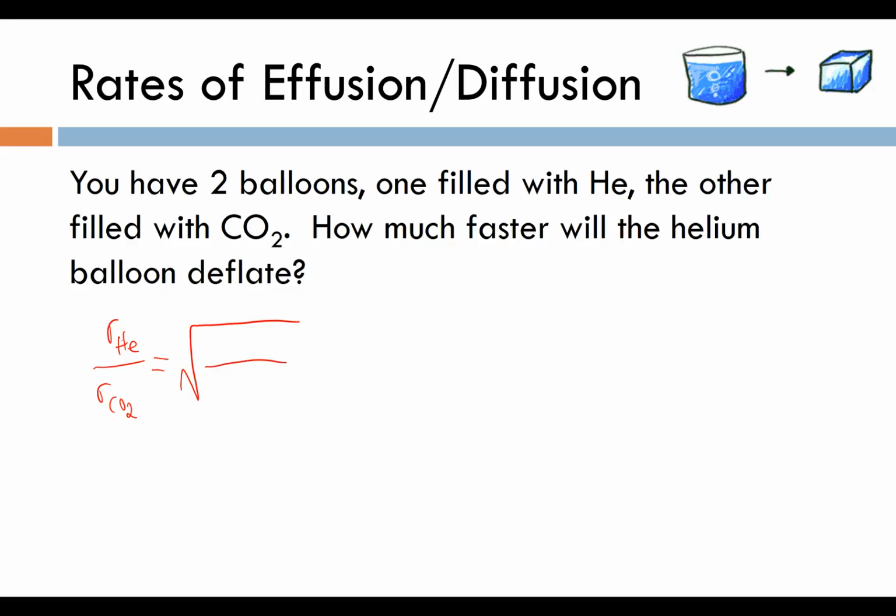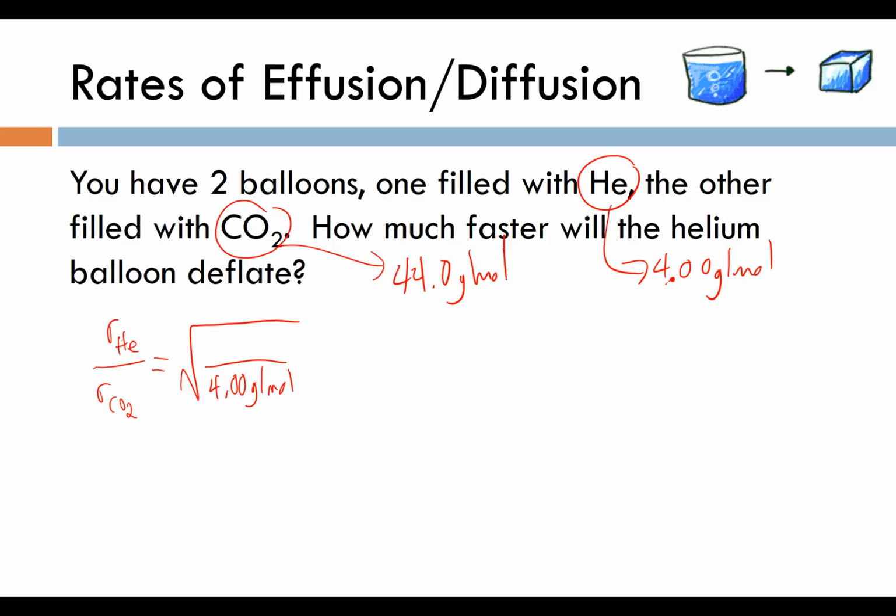I have helium in the numerator on the rate side, so does it go in the numerator or the denominator on the molar mass side? Hopefully you're thinking the denominator, and helium has a molar mass of about 4 grams per mole. So go ahead and plug that in the denominator. Carbon dioxide only has one other place to be. It's going to go up in the numerator, and the molar mass of carbon dioxide is about 44 grams per mole.